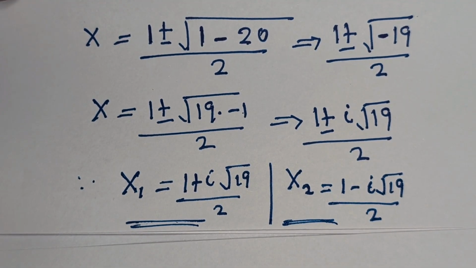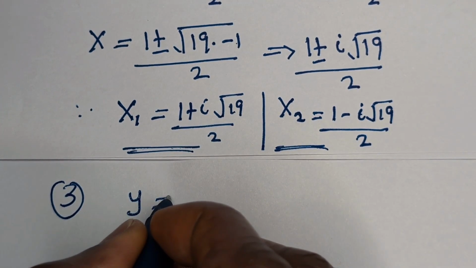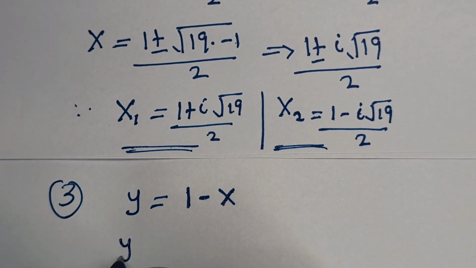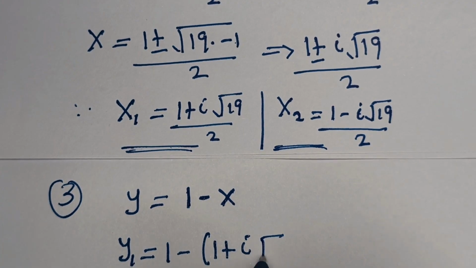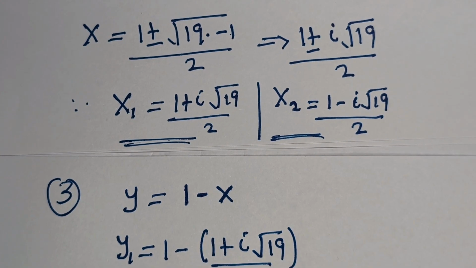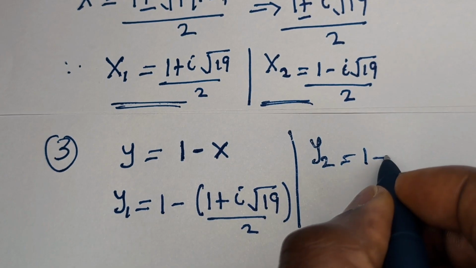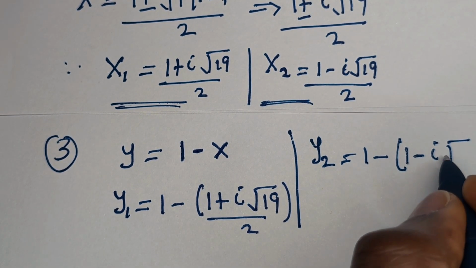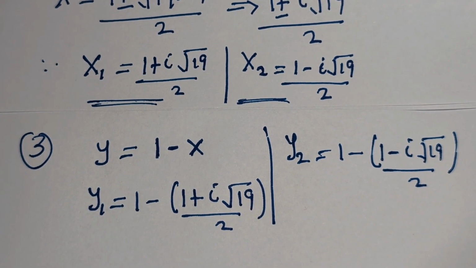Let us solve for y1 and y2. From equation 3, y is equal to 1 minus s. Then y1 is equal to 1 minus s1, which is 1 plus i root 19 over 2. And y2 is equal to 1 minus 1 minus i root 19 over 2.